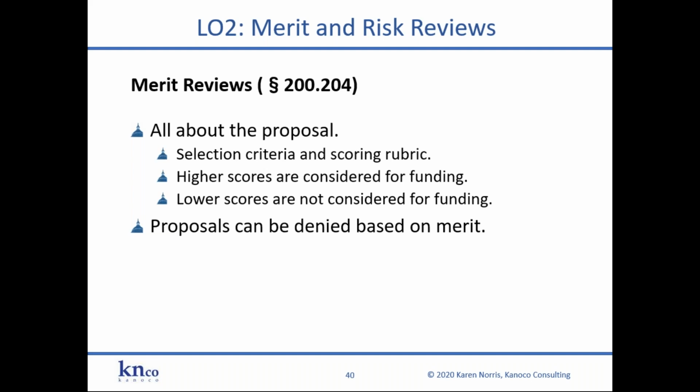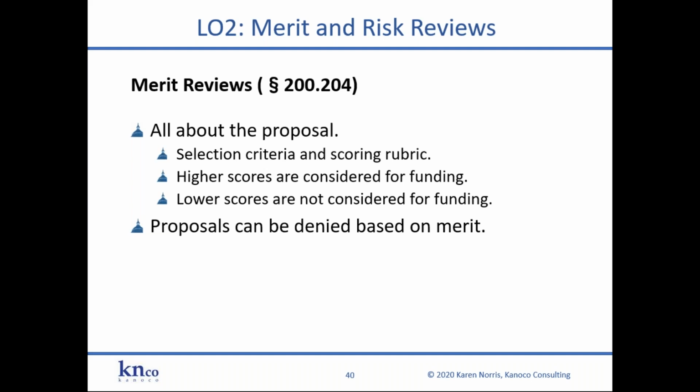Now, for those of us who've been in the grant business for many years, we used to stop with a merit review. There was only a merit review under the old circulars, and the proposals would pretty much win based on the score of the merit review, the score of the proposal. Now, in addition to the merit review, there's going to be a risk review, and the two put together will determine which applicants receive funding. So let's talk about the difference.